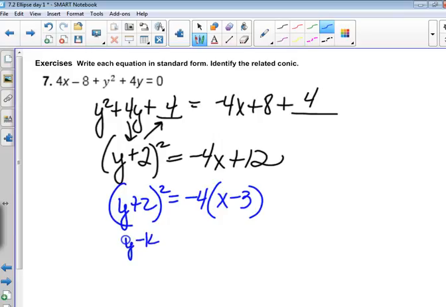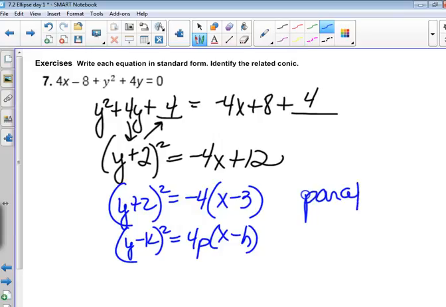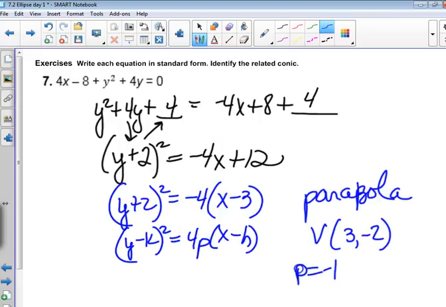So it's (y − k)² = 4p(x − h). So it's a parabola whose vertex is where? (3, −2). The y is squared, so it opens sideways. And p is negative 1, so it actually opens left. On the homework on page 428, there are some questions that ask the orientation of the parabola. That just means, does it open up, down, left, or right? Okay?